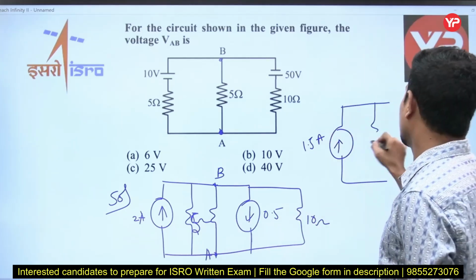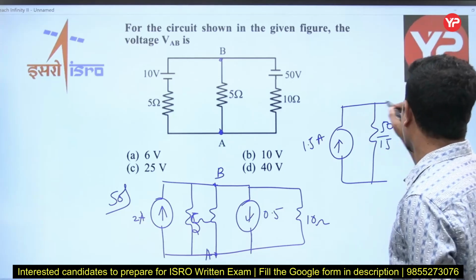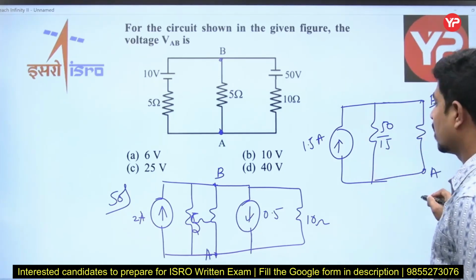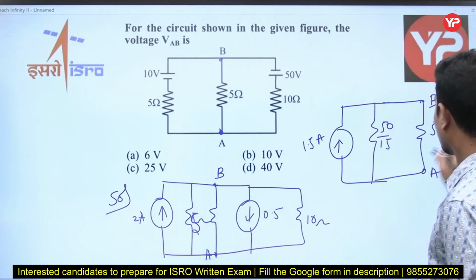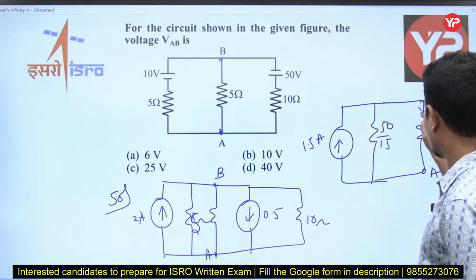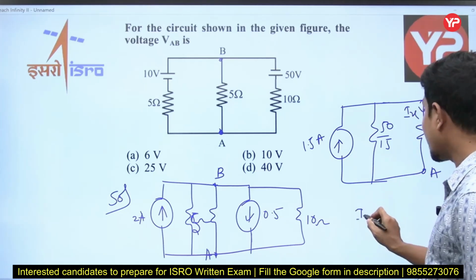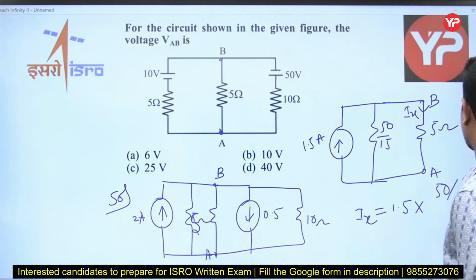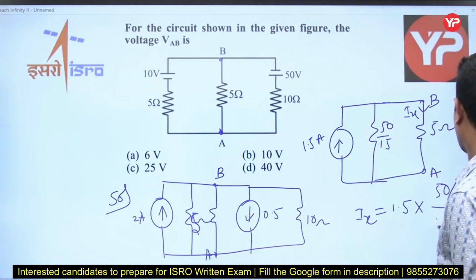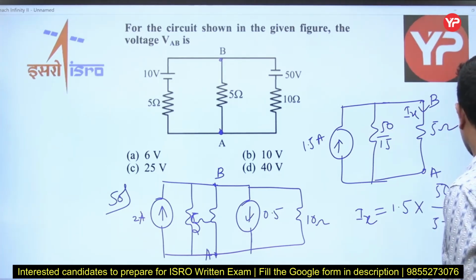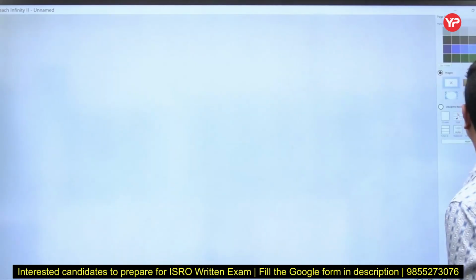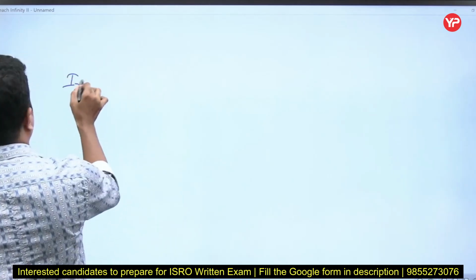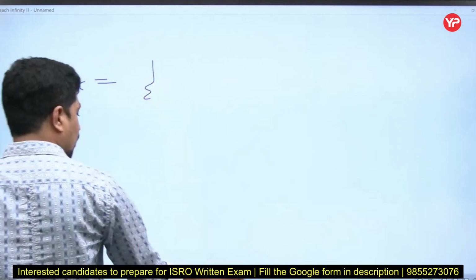Yes, sir. This is 50 divided by 15, and our targeted terminals are what? This is B. This is A. How much is this resistance? 5 ohms. Now I want the current in this one. Let's take it as Ix. Ix is equal to 1.5 into its opposite resistance, 50 divided by 15, by 5 plus 50 divided by 15, right? Ix is the current that is flowing in the AB.